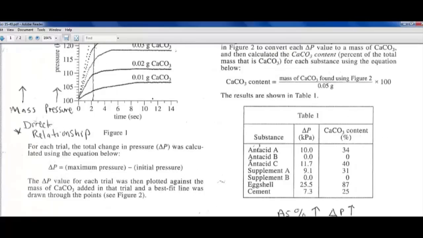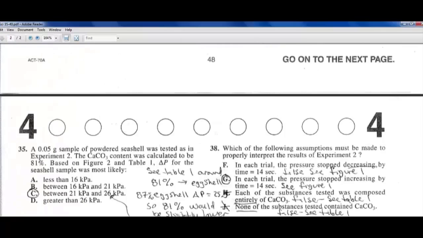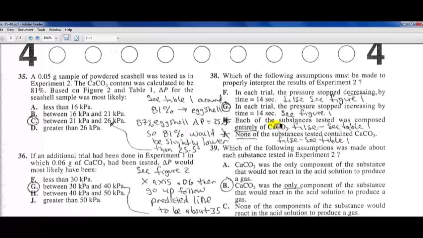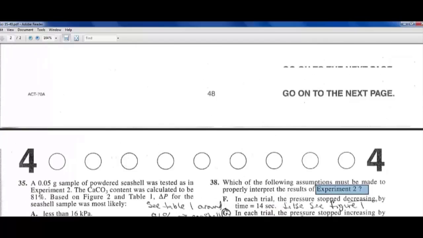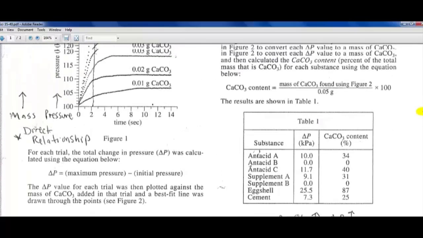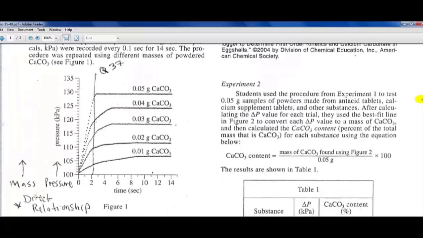Come over here and start looking, seeing what 38 says. It says, which of the following is an assumption made by interpreting the results of experiment 2? F says, in each trial the pressure stopped decreasing by the 14-second mark. Well, you know that that's not true. If you simply look in experiment 1, which experiment 2 is a continuation of, they use the same procedure. At 14 seconds, it looks like the relationship here is positive, not negative.